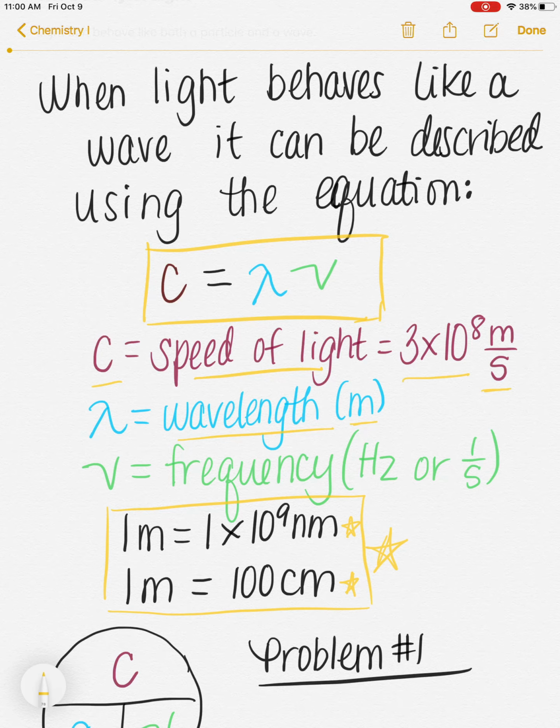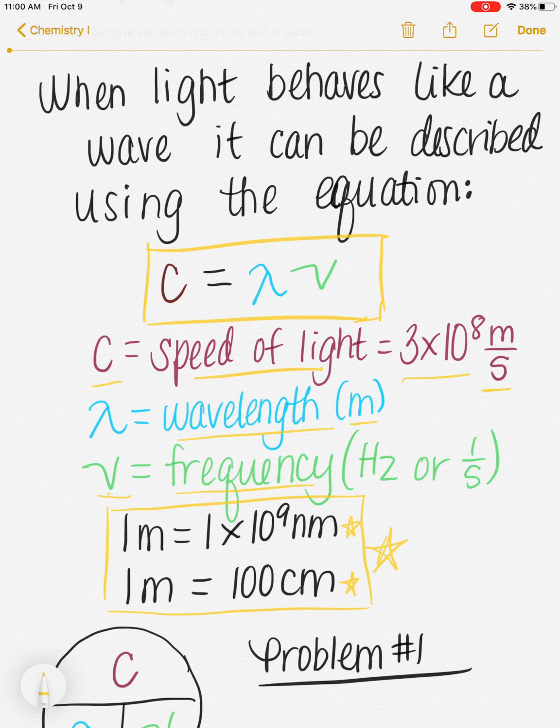So in this box right here that I'm putting a star next to, I gave you those conversions. We had talked about that in a previous chapter, but in case you've forgotten, 1 meter is the equivalent of 1 times 10 to the 9th nanometers, and 1 meter is the same thing as 100 centimeters.